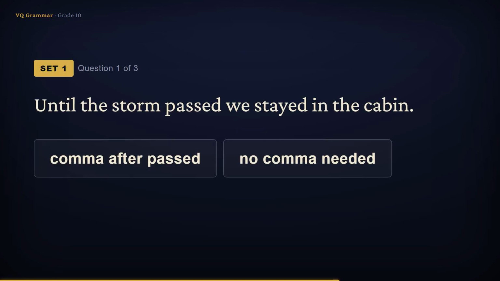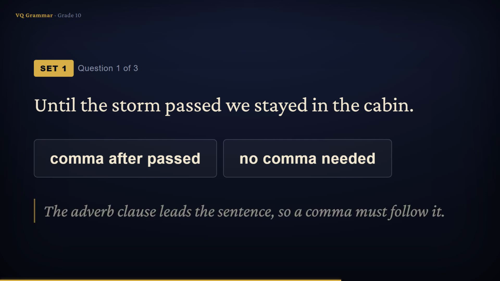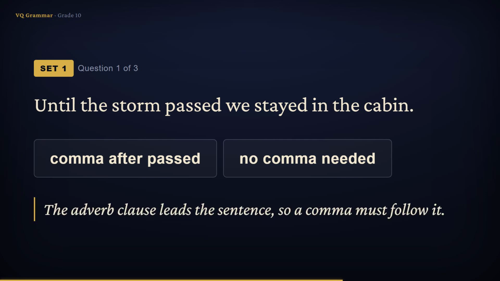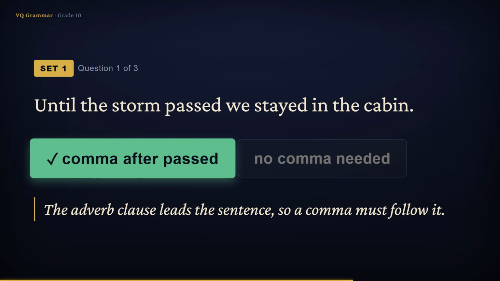Until the storm passed, we stayed in the cabin. Where is the clause sitting? Until the storm passed comes first. It leads the whole sentence. And a leading adverb clause is always followed by a comma. So we need a comma after passed.